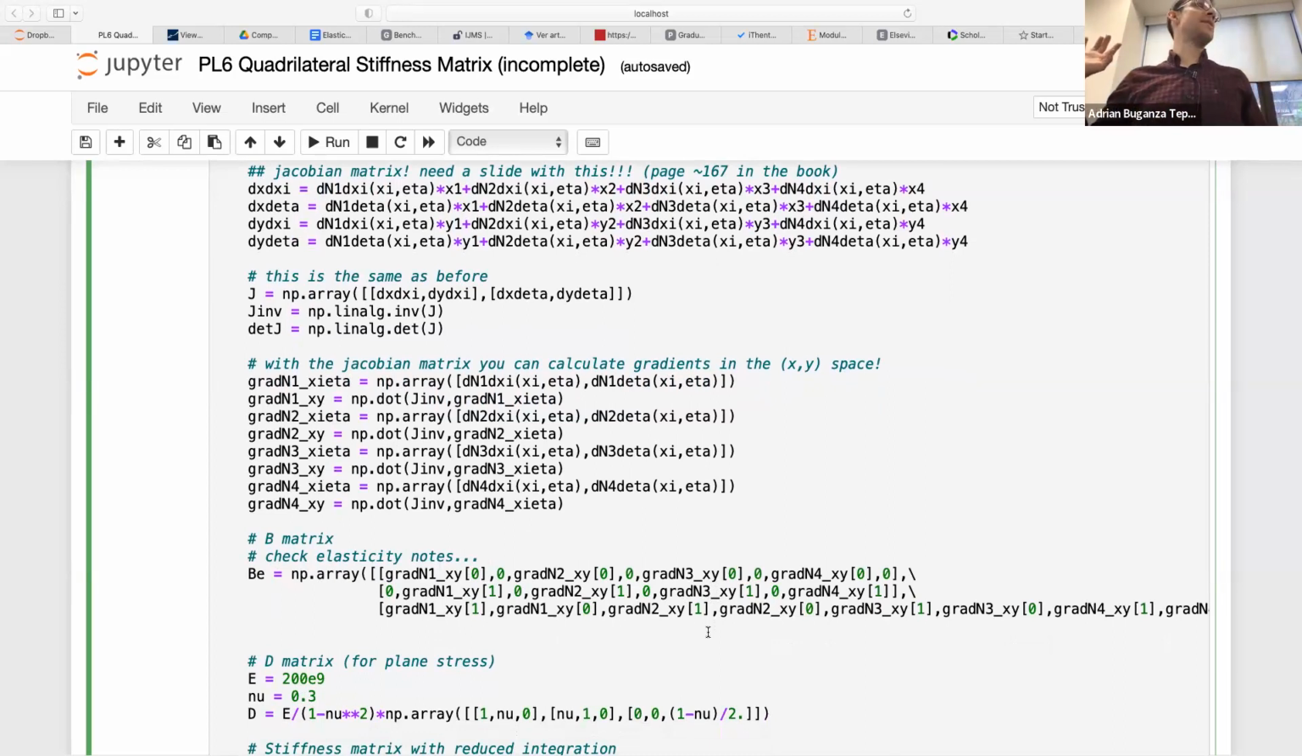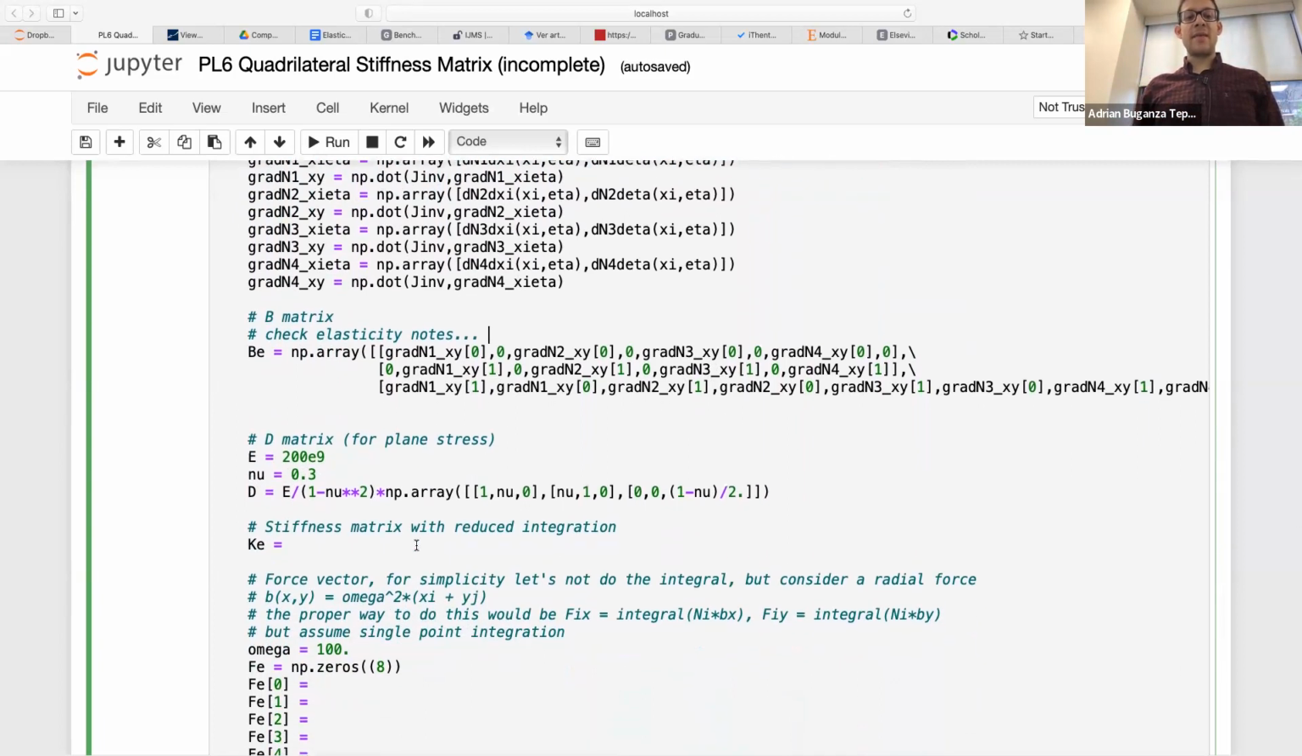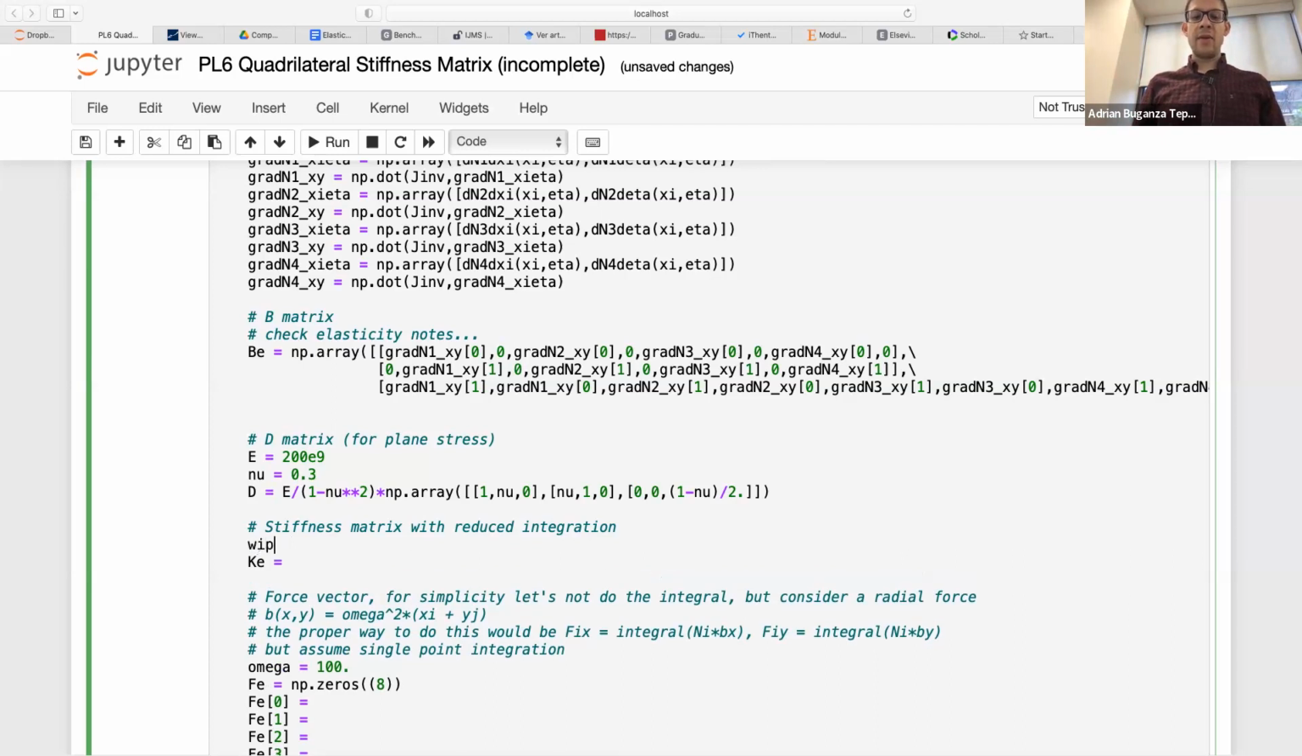But does that make sense? All right, so that's the B matrix. Then once you have the B matrix, the element stiffness matrix is just, technically you are summing, because this is the integral, and this is the weight of the integration point. I don't think I defined it before.